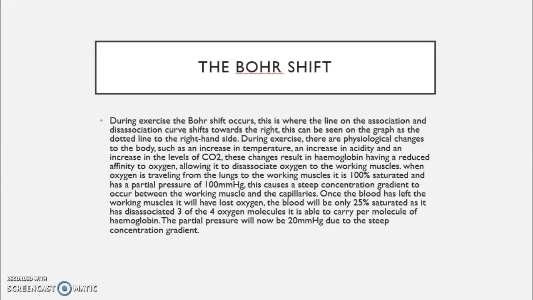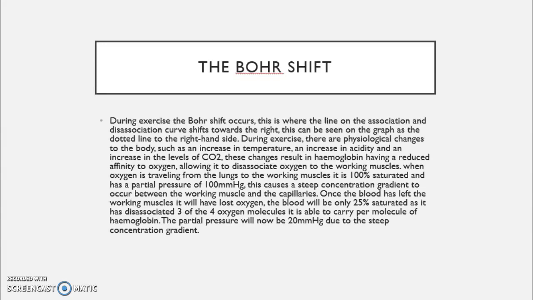So during exercise, there are physiological changes to the body, such as an increase in temperature, an increase in acidity, and an increase in the levels of carbon dioxide or CO2. And these changes result in hemoglobin having reduced affinity to oxygen, allowing it to dissociate oxygen to the working muscles.